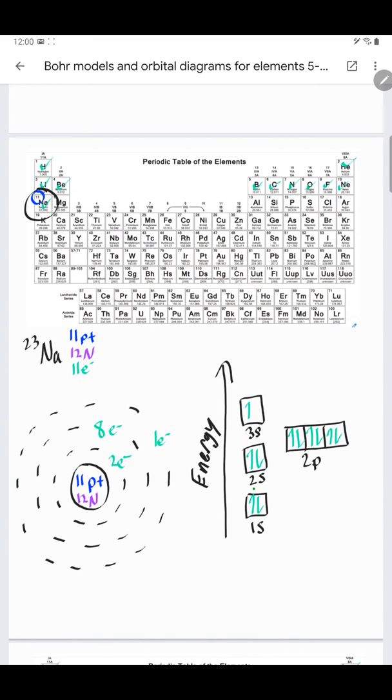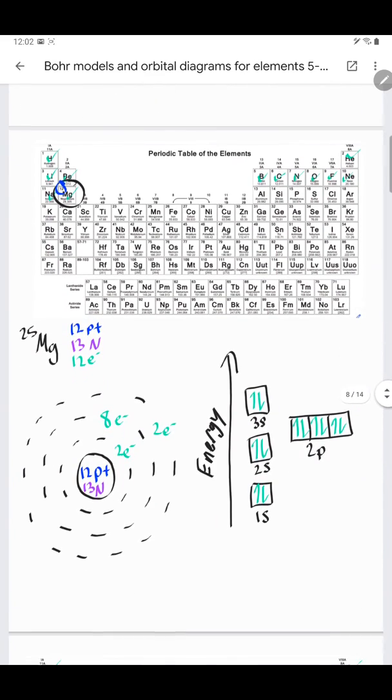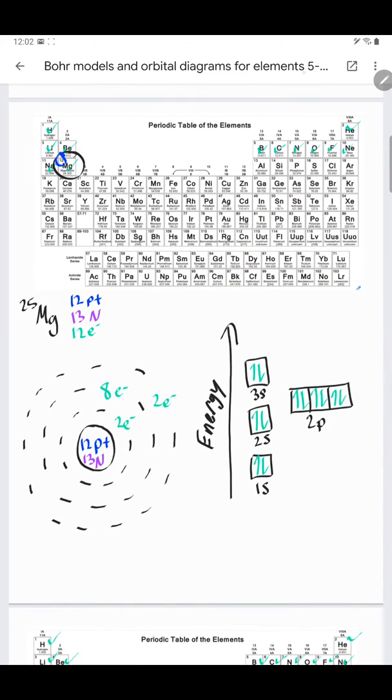So we said for sodium, the number of valence electrons is 1. If we scroll down to magnesium, we're going to see that magnesium has 2 valence electrons. So there's no place for the electron in the first energy level or the second energy level. So we're going to add it to the outermost energy level, and that brings the number of valence electrons for magnesium to 2.